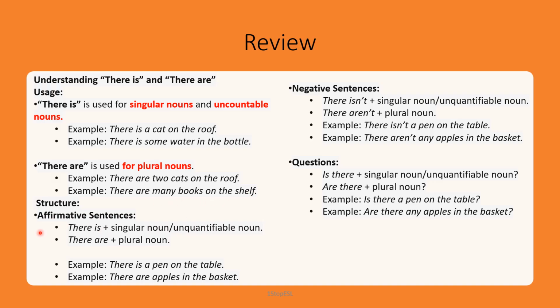Positive sentences or affirmative sentences, the structure there is plus a singular noun or unquantifiable noun. There are plus a plural noun. For example, there is a pen on the table. There are apples in the basket. Negative sentences, there isn't plus singular noun or unquantifiable noun. There aren't plus plural noun. For example, there isn't a pen on the table. There aren't any apples in the basket.